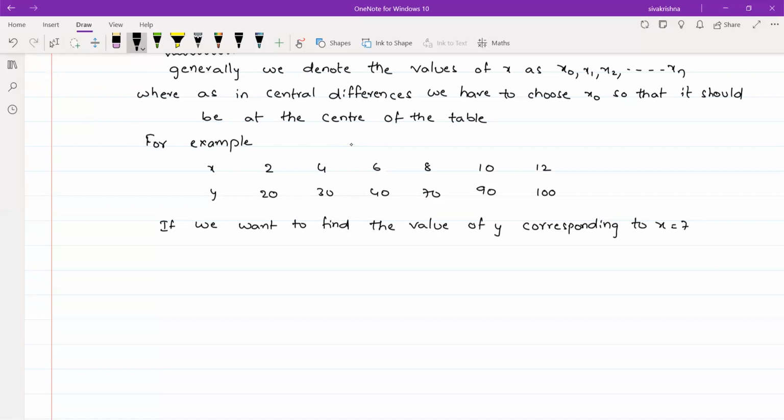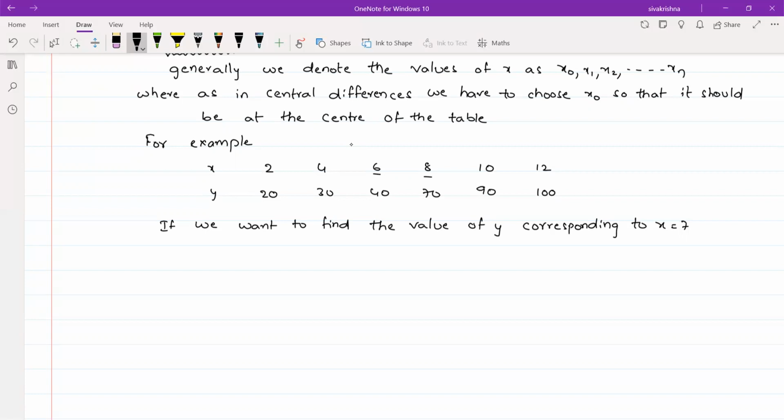If we want to find the value of y corresponding to x equal to 7, here 7 lies in between two numbers, 6 and 8. So here we have to choose x0 either as 6 or as 8. In central differences, the value at which we have to find the result should lie in between two numbers, so we choose x0 either as 6 or as 8.